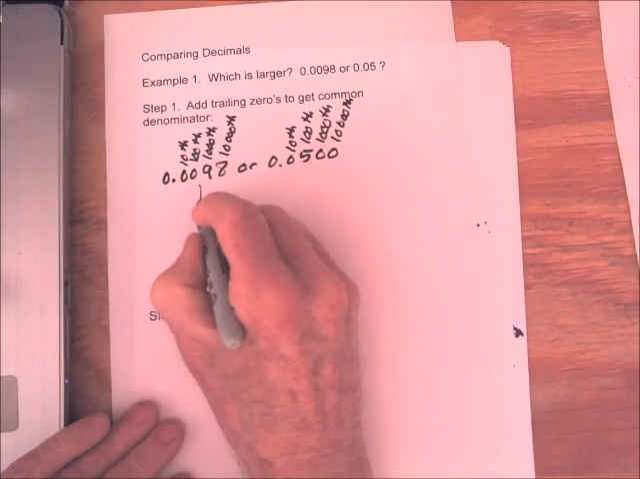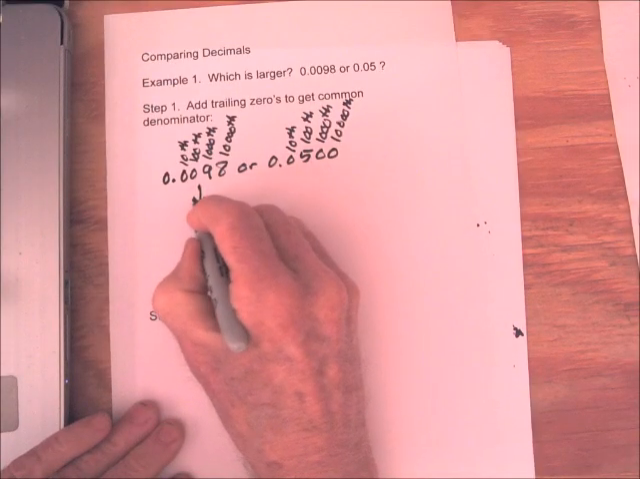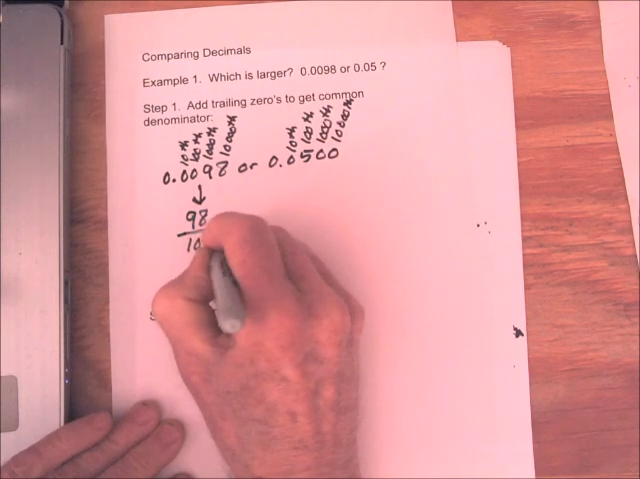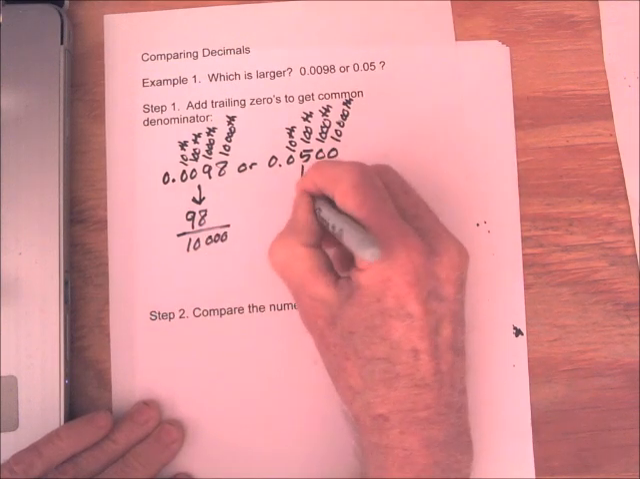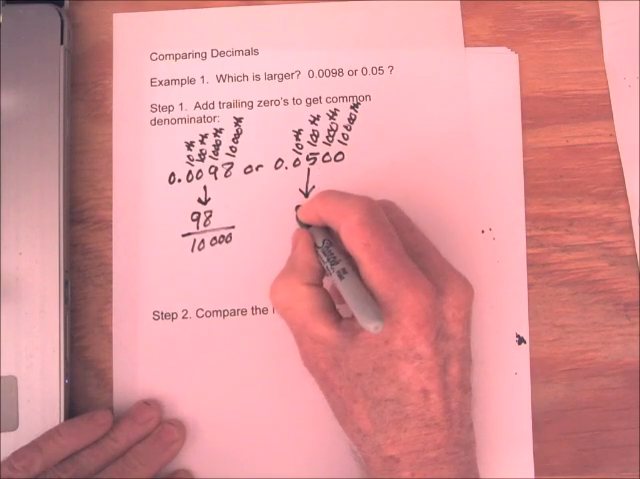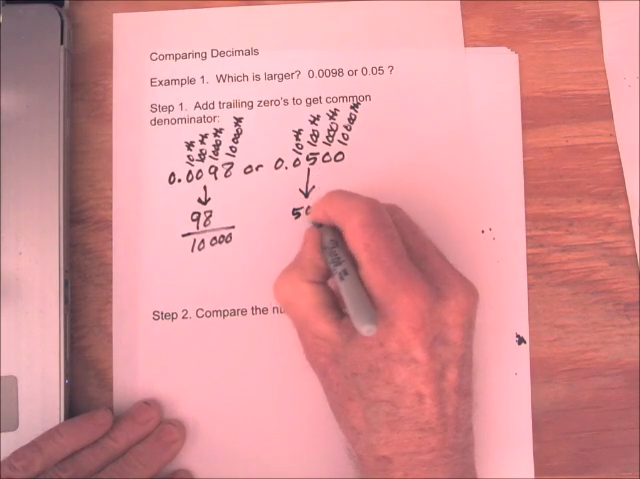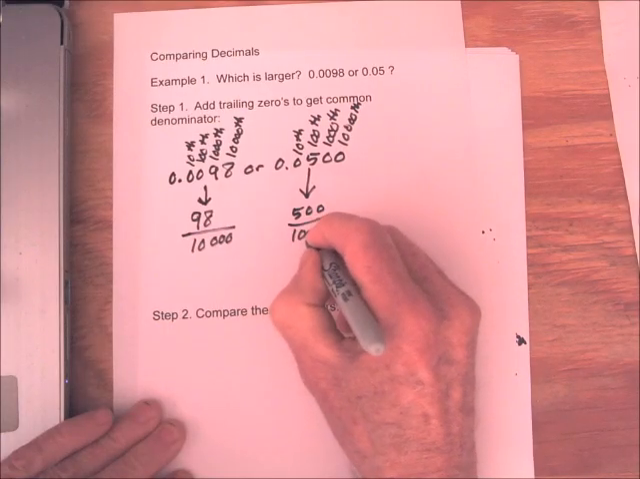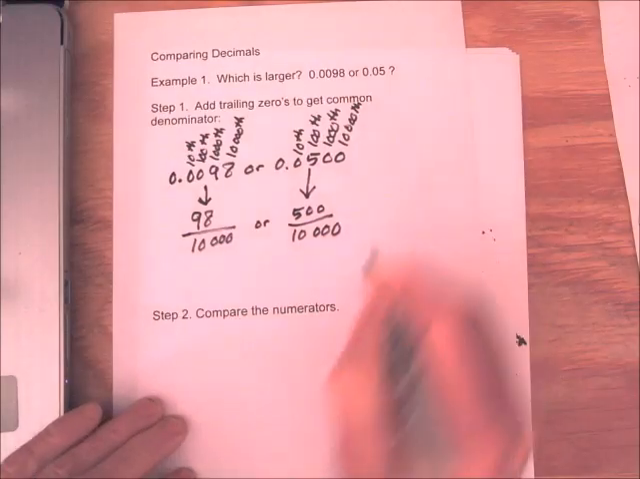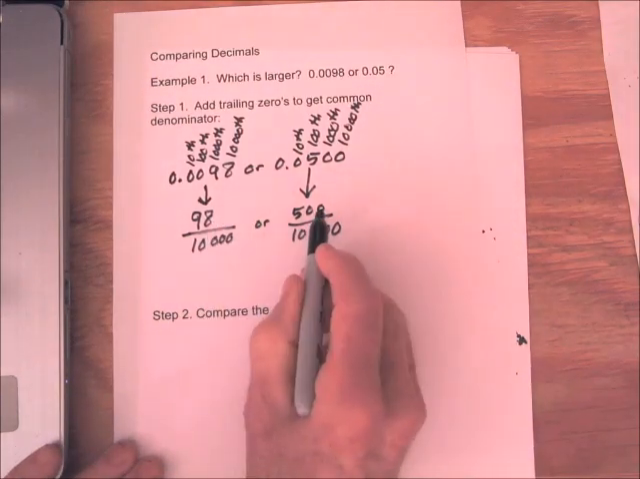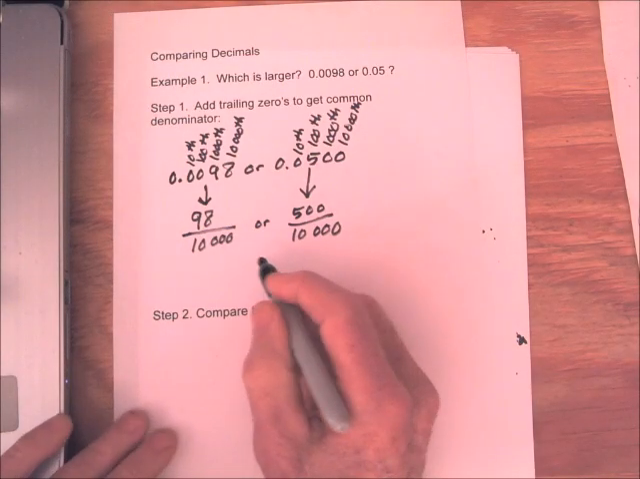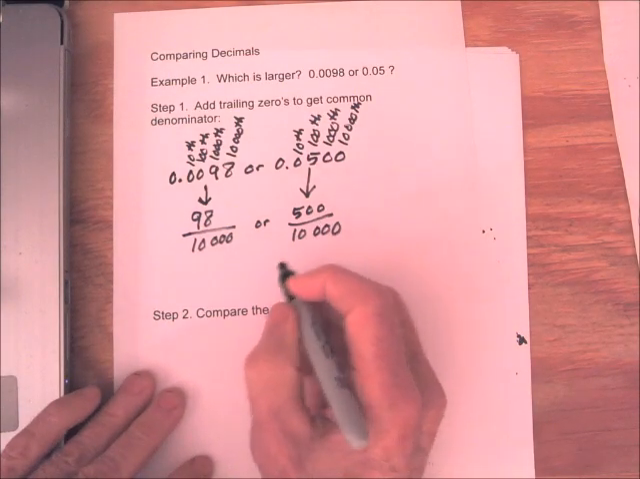So this 0.0098 is a fraction, 98 over 10,000, and this decimal here as a fraction is going to be 500 over 10,000. And now we can compare the numerators. 98 is less than 500, so the 500 is the larger number.